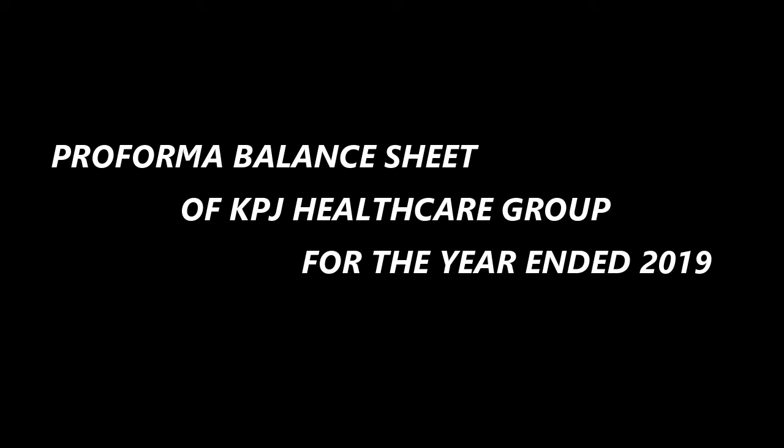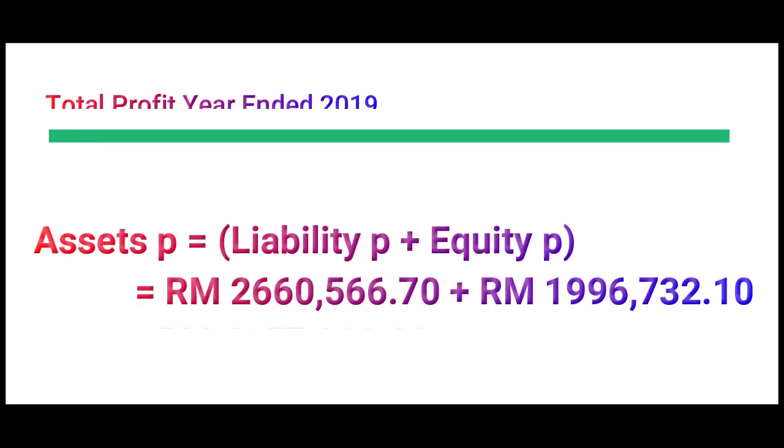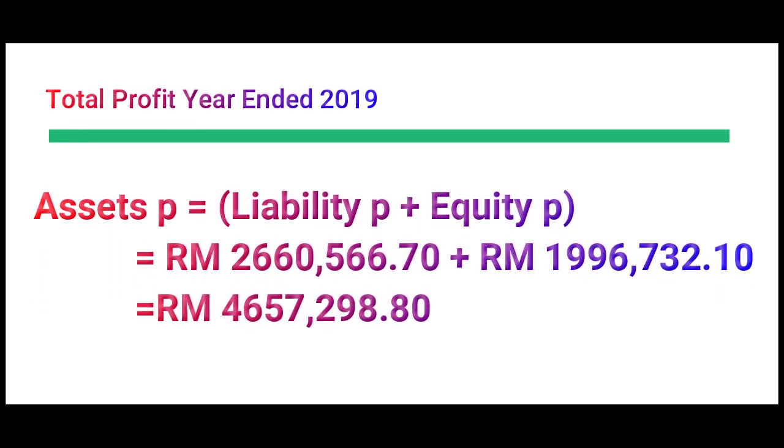Okay, next let's take a look at the balance sheet of KPJ Healthcare Group in year ended 2019. Assets equal liabilities plus equity: RM2,660,566.70 plus RM1,996,732.10. So the answer is RM4,657,298.80. This is the total profit.